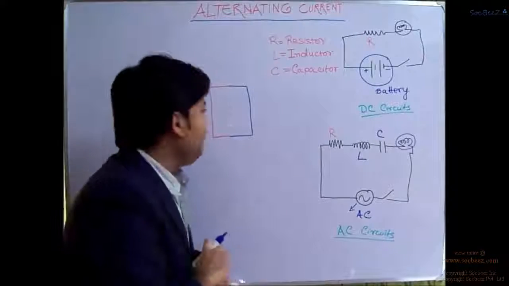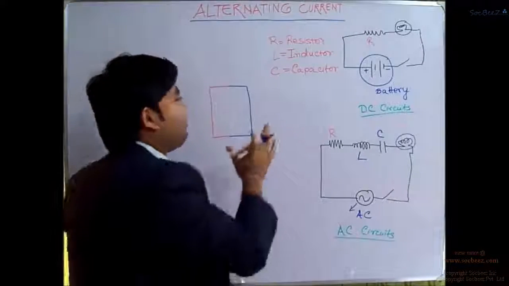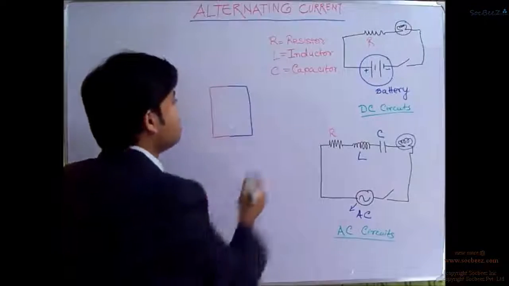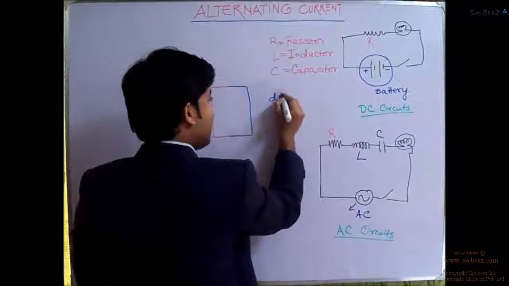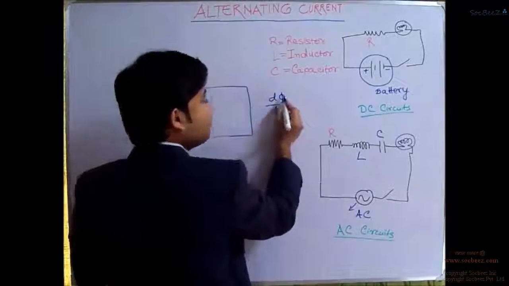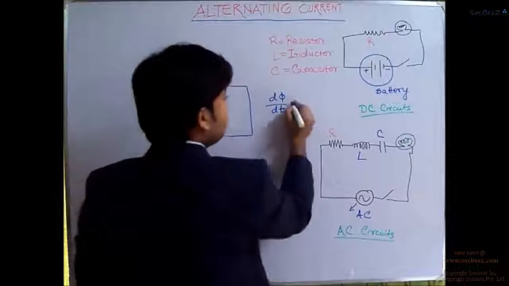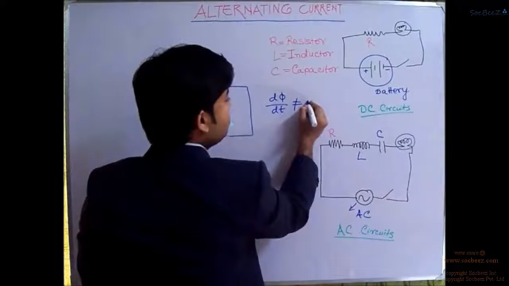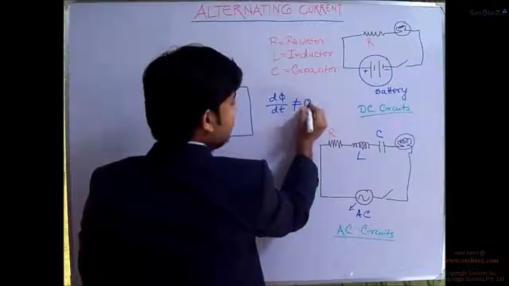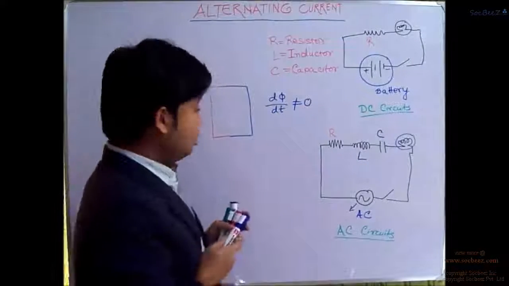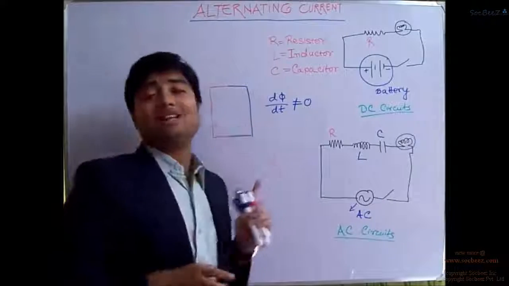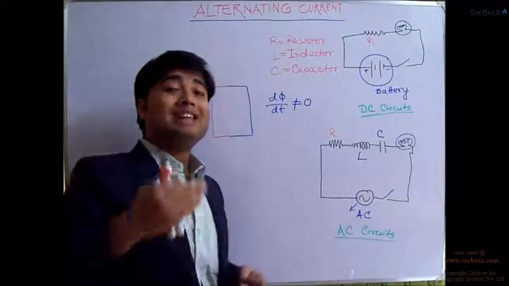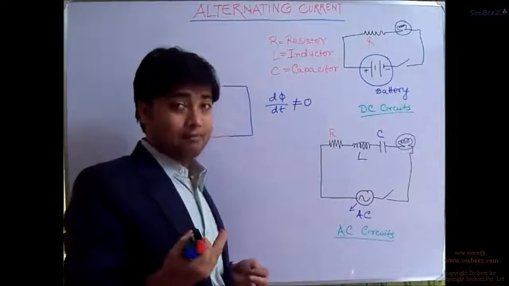Right? And the magnetic flux is changing with respect to time. So we can say that d/dt of this phi, the magnetic flux, is not equal to 0, which means that this is not a constant term, right? It is changing with respect to time.